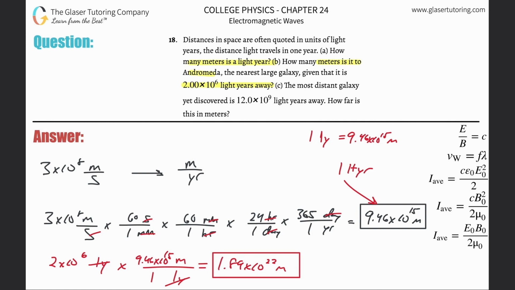Letter C. The most distant galaxy yet discovered is 12 times 10 to the 9 light years away. How far is this in meters? Again, instead of this number here, it's going to be 12 times 10 to the 9. Simply multiply that by the light year, and that works out to be 1.14 times 10 to the 26th meters.